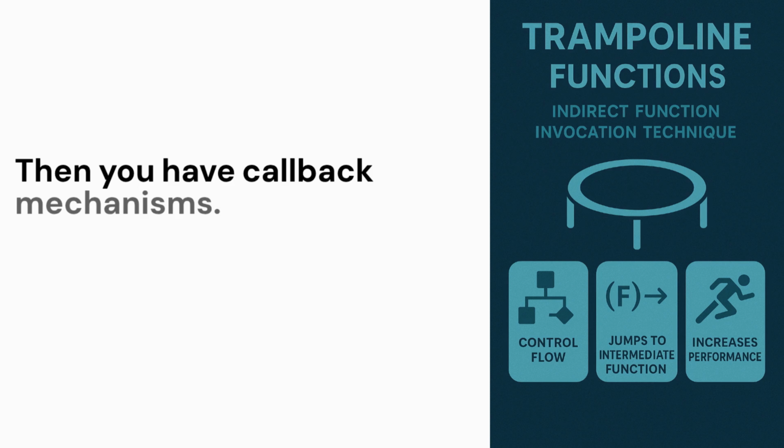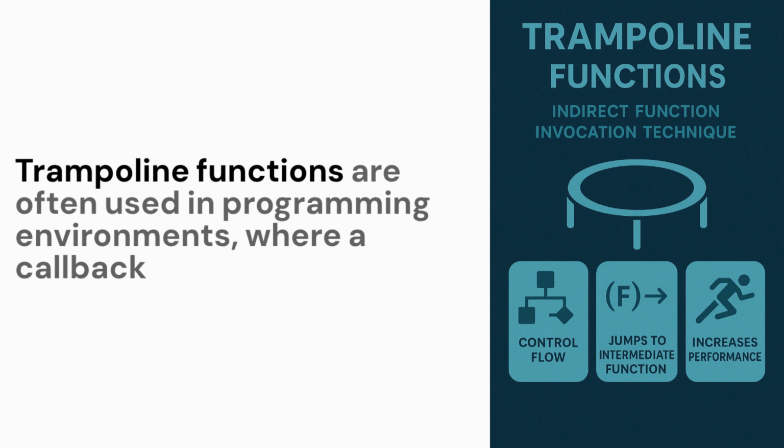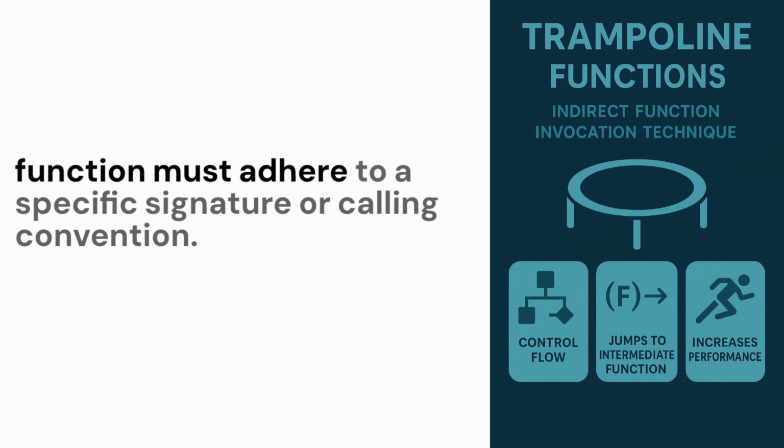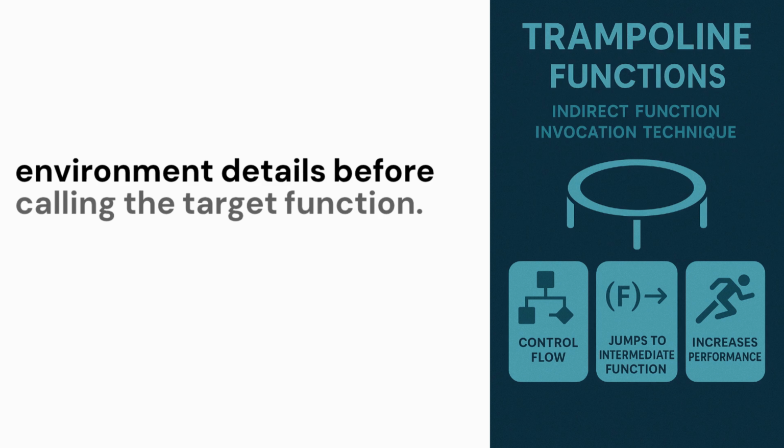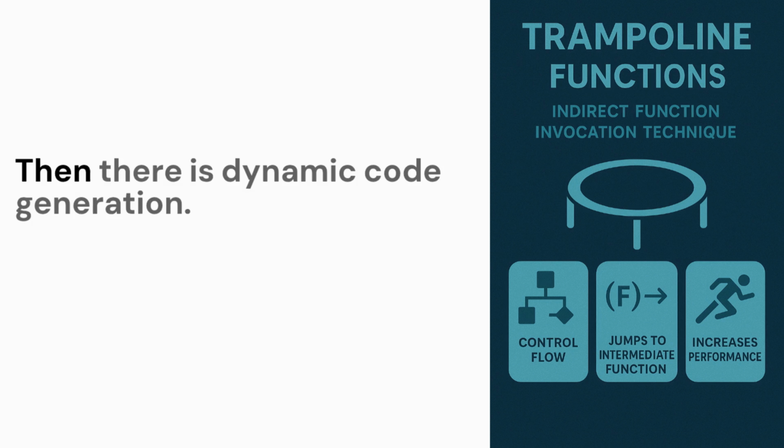Then you have callback mechanisms. Trampoline functions are often used in programming environments where a callback function must adhere to a specific signature or calling convention. For example, in dynamic languages or virtual machines, trampoline functions adjust function arguments or environment details before calling the target function. Then there is dynamic code generation.